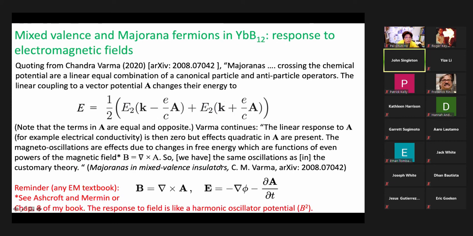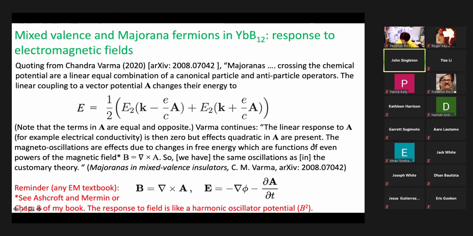Now, let me remind you what a vector potential is. The magnetic field is given by curl of A, and the electric field is given by the time differential of A. Any electromagnetism textbook will tell you that. So you can see we've got two energy terms here, and they're equal and opposite in A. If we take the time differential of this, a dA/dt comes into here, and an exactly opposite one comes into here. So the linear response to A, for example electrical conductivity, is then 0, but effects quadratic in A are present.